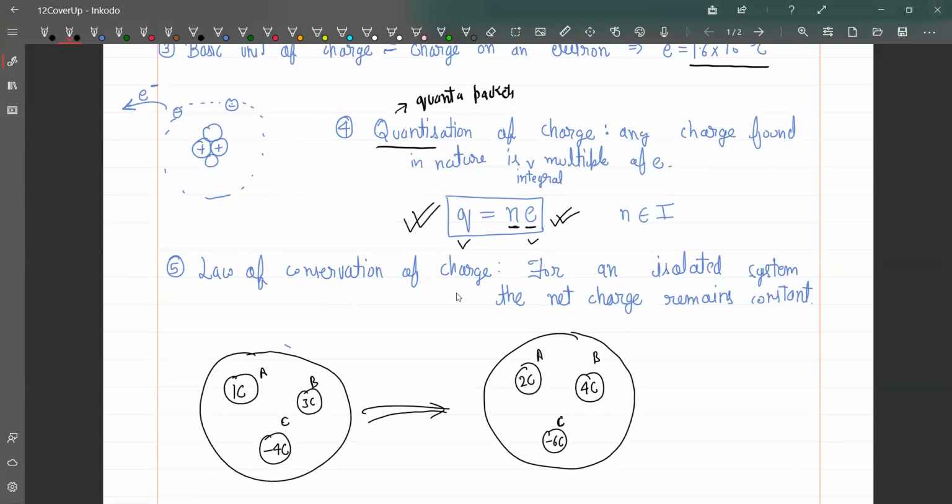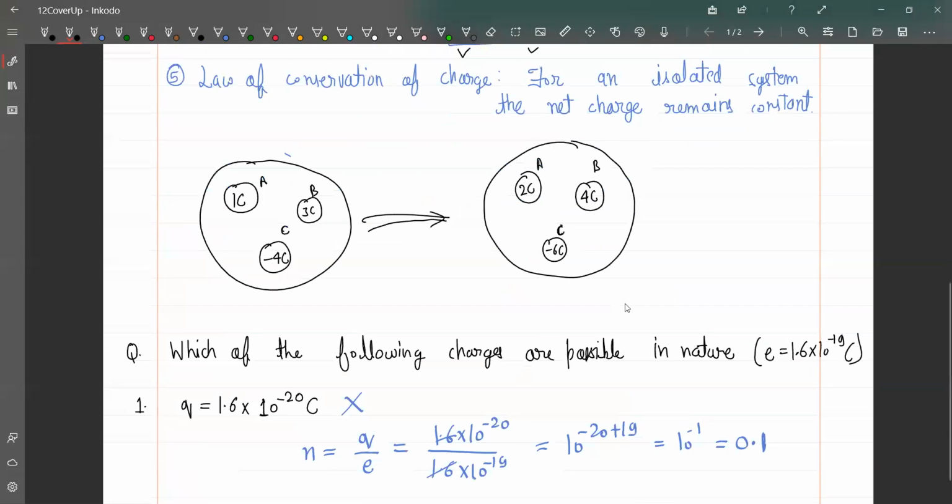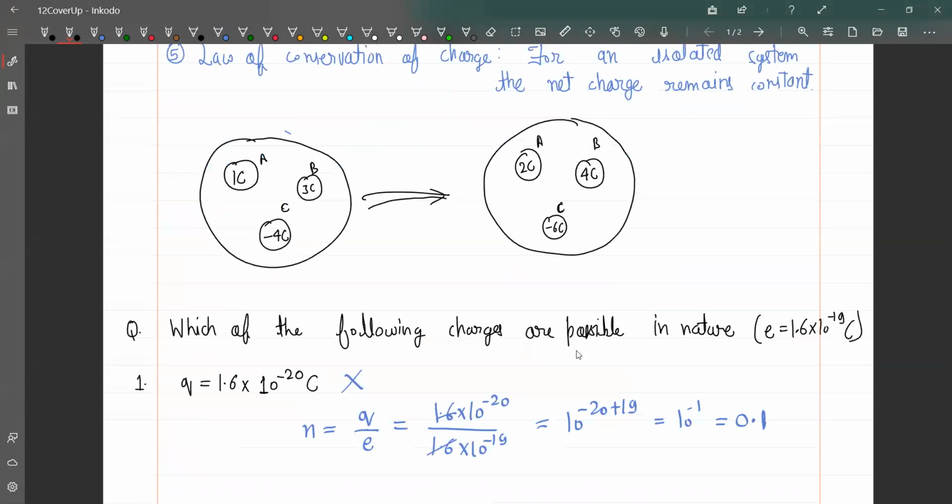Then we have the law of conservation of charge. That is, for an isolated system, the net charge remains constant. If you do exchanges between the bodies, the net charge should remain constant. Then we did some problems on the possible charges in nature.